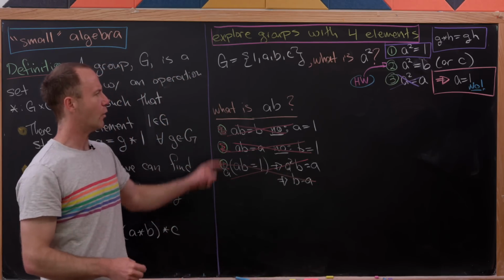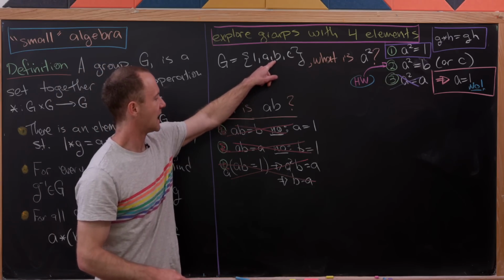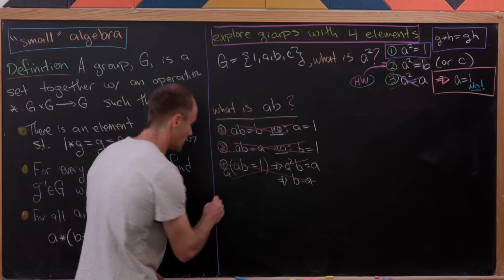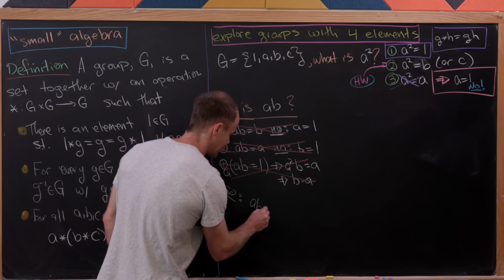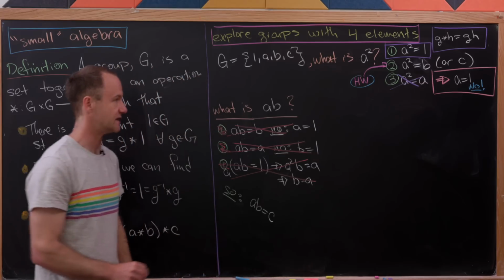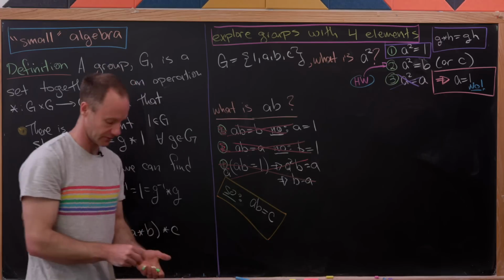Oh, but we've only got one last element for A times B, and that is C. So that means that that's the only possibility. So A times B is equal to C. Okay, so let's put a nice box around this so we can save it for later.